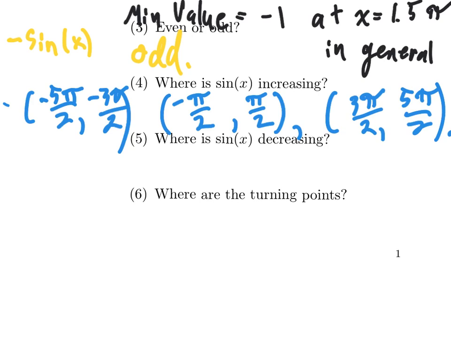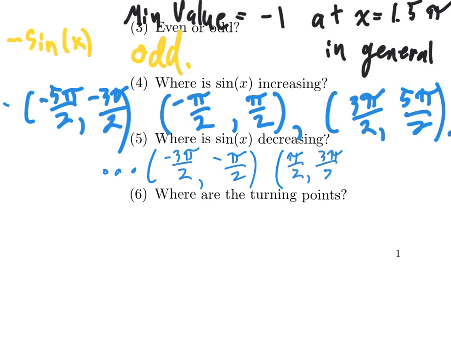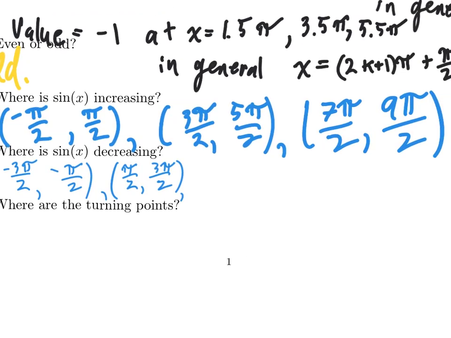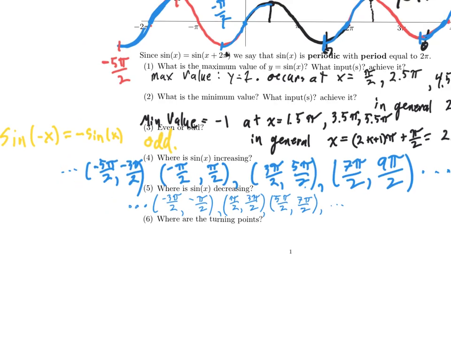Where is sine of x decreasing? So it's decreasing the rest of the time: from negative 3 pi over 2 to negative pi over 2, from pi over 2 to 3 pi over 2, from 5 pi over 2 to 7 pi over 2, and so on.